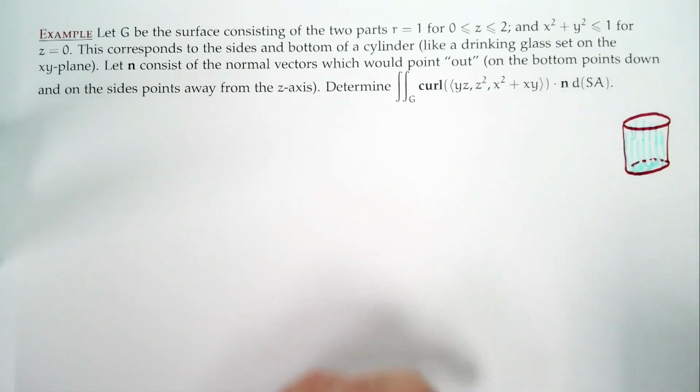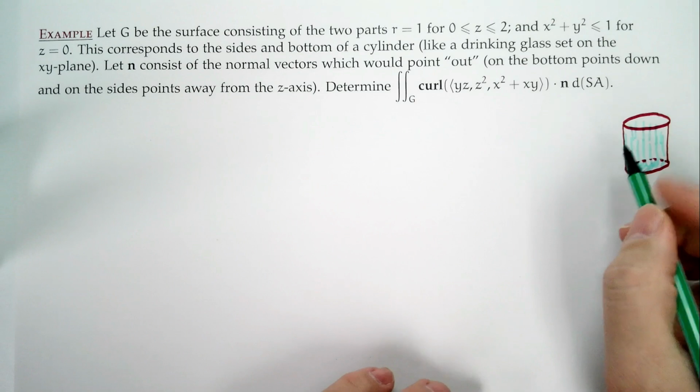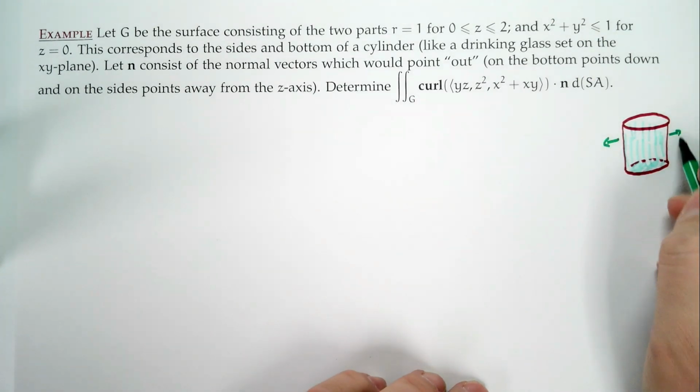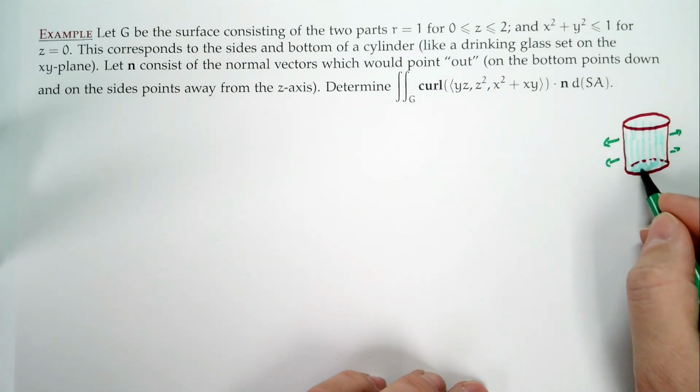But we're not going to include the top. So the top is not part of our surface. Now, we have the following. Let n consist of the normal vectors which would point out. So that tells us what? Well, on the sides we point out, and on the bottom we're pointing down.